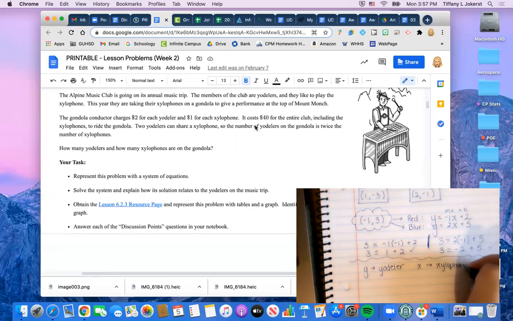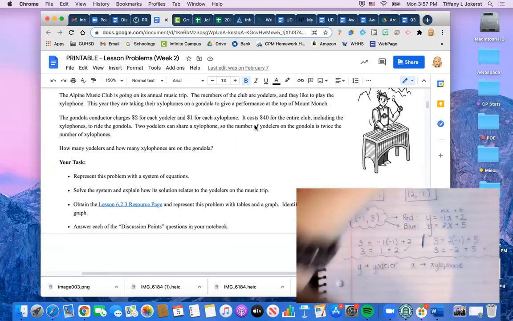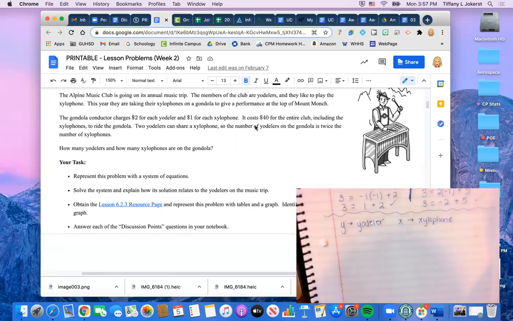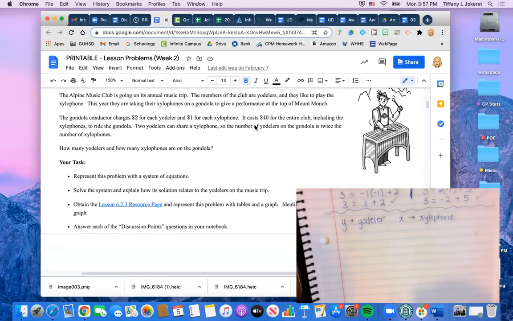I like to make my variables, instead of having just X and Y, I'll make it like for hot dogs, which is one of your problems tonight, I'll do H and corn dogs or C's just to make it easier.